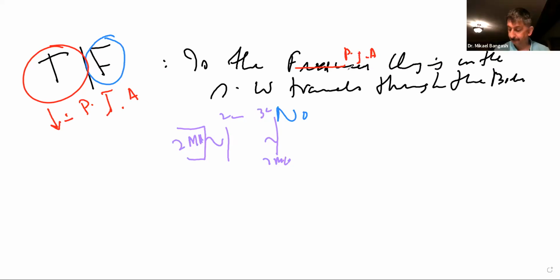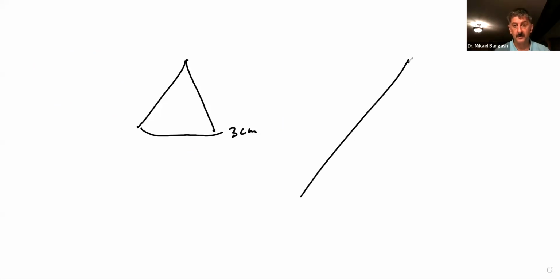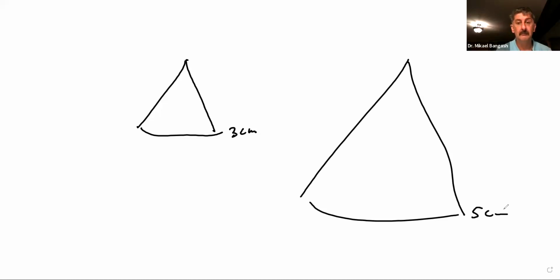Question number 60. When a sonographer increases the maximum imaging depth during an exam, what happens to the frequency? Nothing. You can say your depth of image is, maybe, 3 centimeters. You increase it to, let's say, a depth of 5 centimeters. Nothing happens to your frequency.